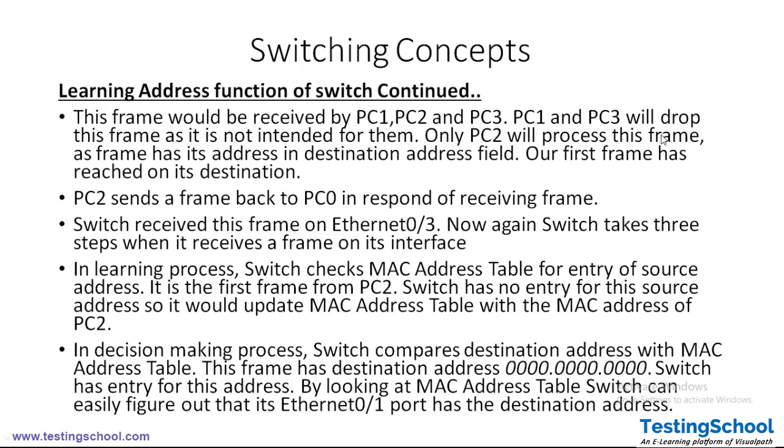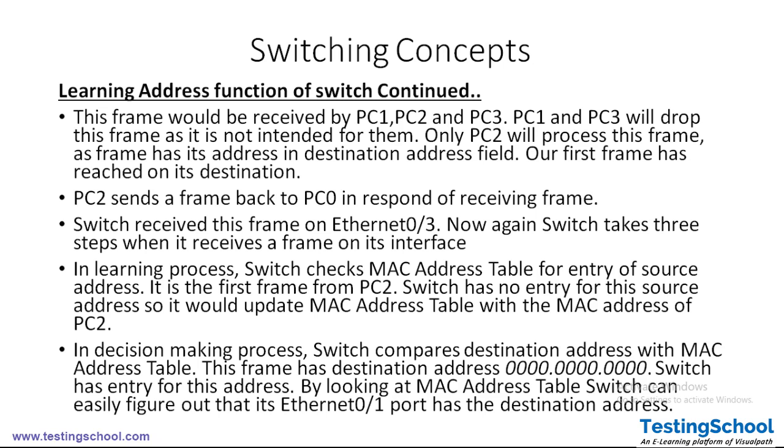PC1 and PC3 will drop this frame as it is not intended for them. How will they get to know? Because they will check the destination address. The destination address belongs to PC2, that is 2222.2222.2222. That MAC address is the destination MAC address of PC2.